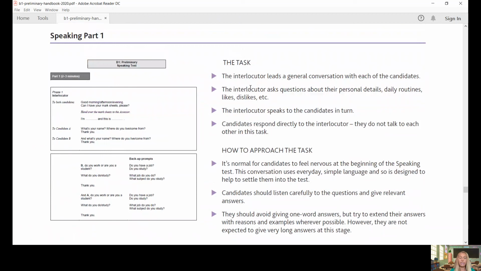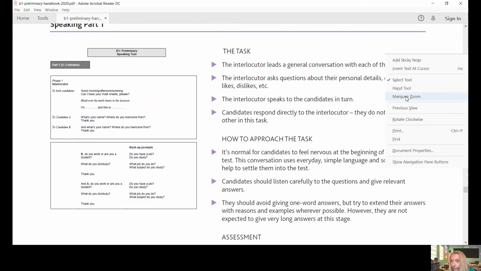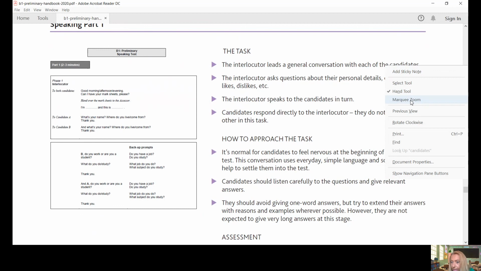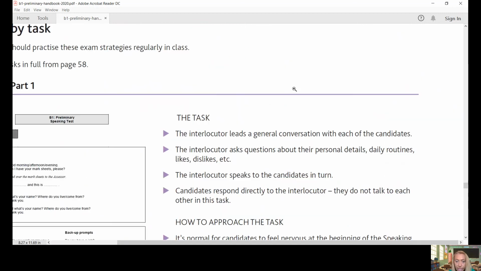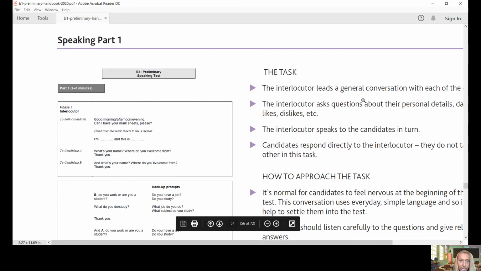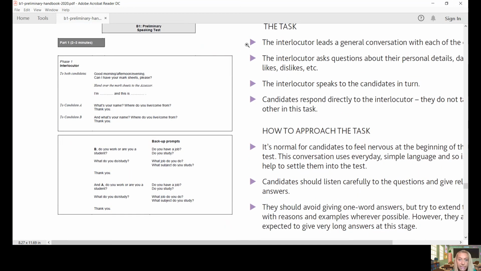Right, let's have a look then, shall we, at part 1. Okay, so let's have a look and let's make that a little bigger so that we can zoom in a bit. So here is part 1. You can have a look at this example to both candidates.